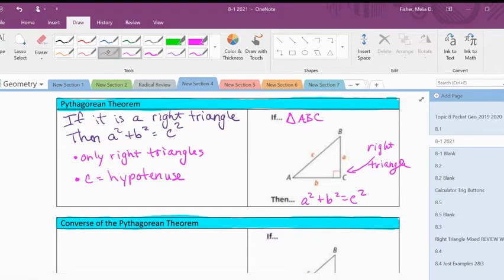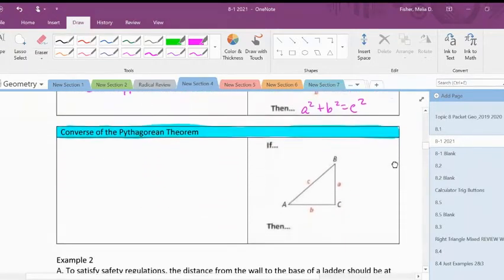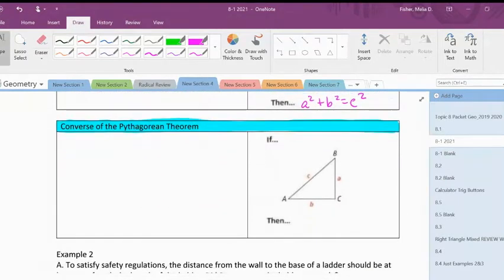Now the converse of the Pythagorean theorem asks us to reverse the Pythagorean theorem. So the first one says if it's a right triangle, then a squared plus b squared equals c squared. And the converse of that says if a squared plus b squared equals c squared, then it is a right triangle.